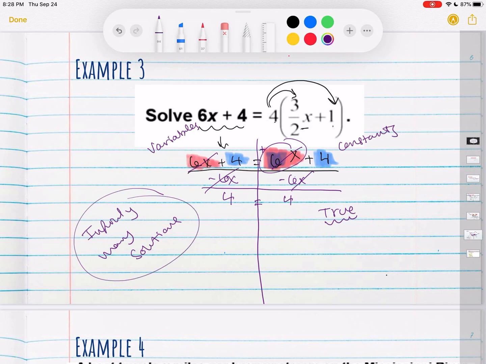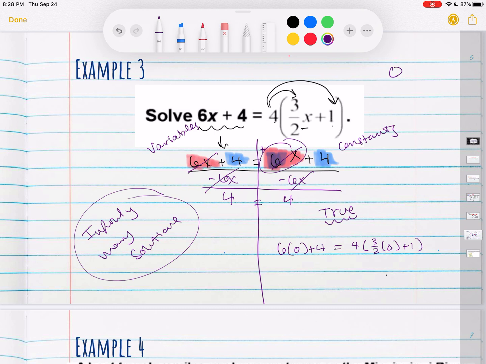That means whatever I pick for x, any single x would work. There are infinite possible values for x because every x would work. And you could test this out. For example, what if I just picked a random x, let's say 0? And I like to pick 0 because it's easy to plug in. So if I plugged in 0 for x, I would see that the equation is true. So 6 times x, or 0, plus 4 equals 4 times 3/2, well, x is 0, plus 1.